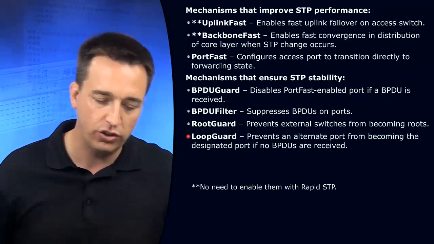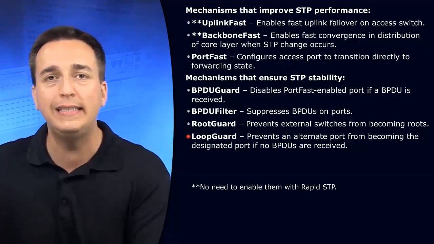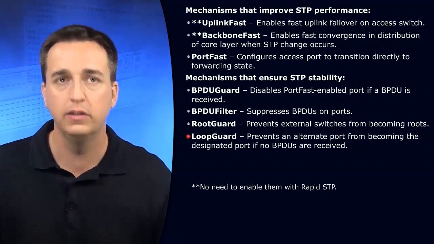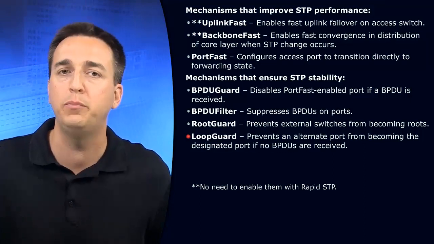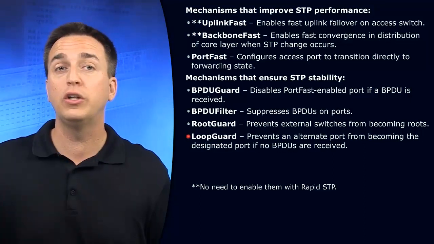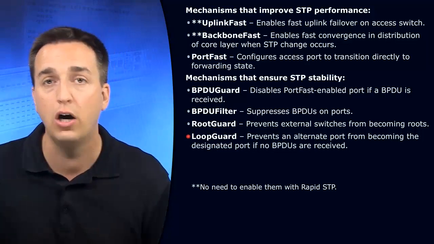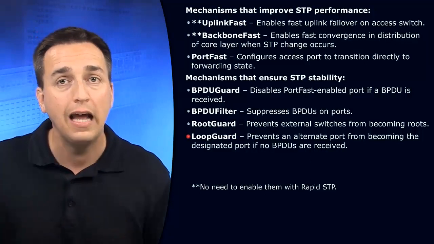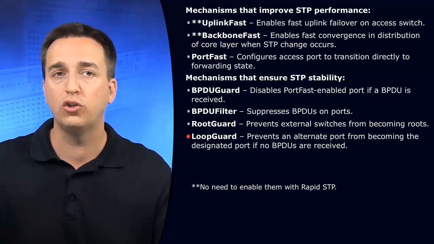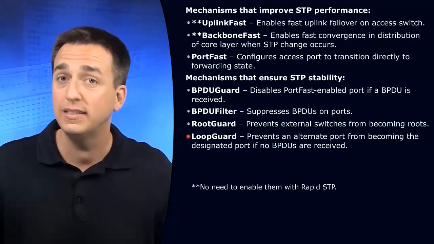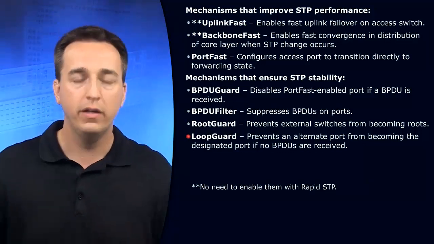And loop guard's a feature that's going to make sure that if you have an alternate port and it stops receiving BPDUs, it doesn't automatically go to the designated port state just because those BPDUs don't exist. It's quite possible that the BPDUs are missing because of a unidirectional link, meaning that spanning tree protocol has failed, or maybe the link itself is only sending traffic in one way. And if all of a sudden that link or that port transitions from the alternate port state to the designated port state, you now have a loop. So loop guard is preventing that transition from happening and causing the loop.